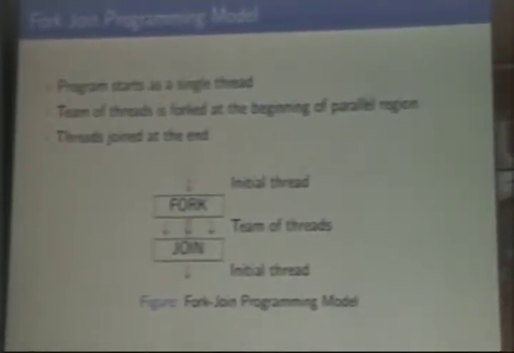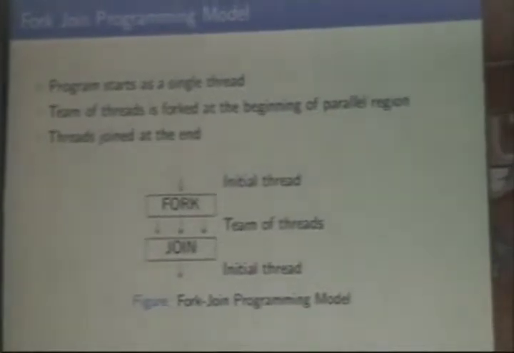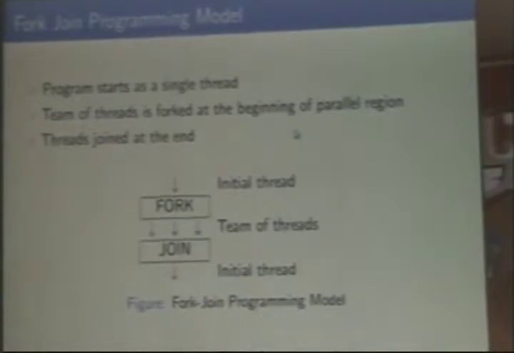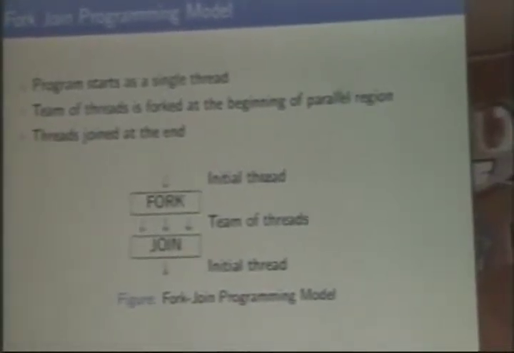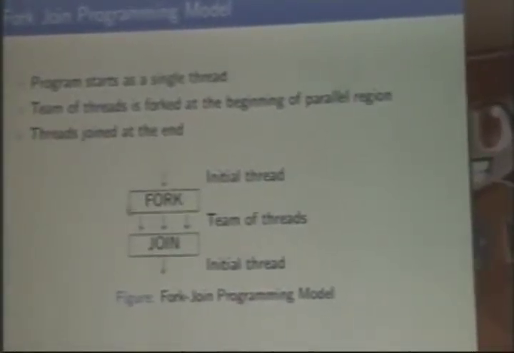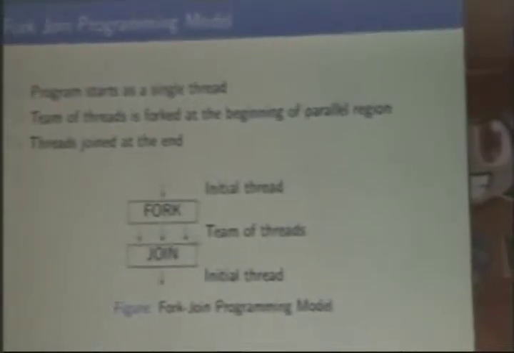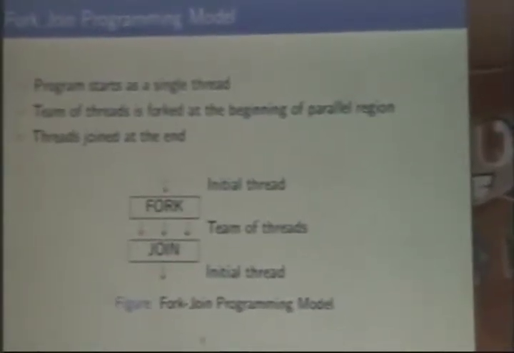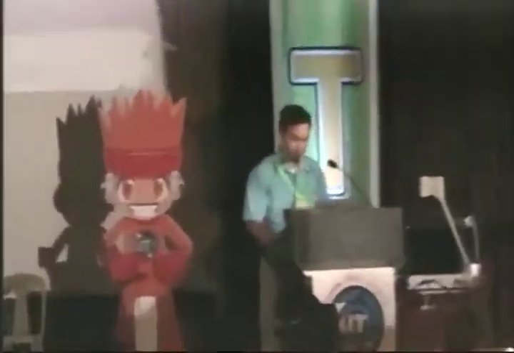So the program starts with a single thread, denoted by this red arrow, and then a team of threads is formed at the beginning of a parallel region. Now this is the parallel region as well. So these three threads, and then the threads are joined at the end. So that is essentially the idea of OpenMP, a fork-join programming model.